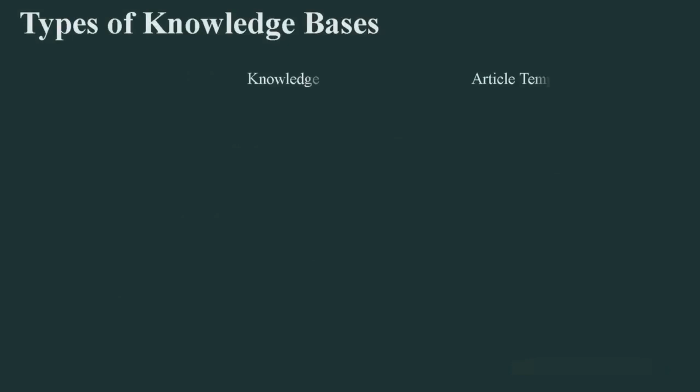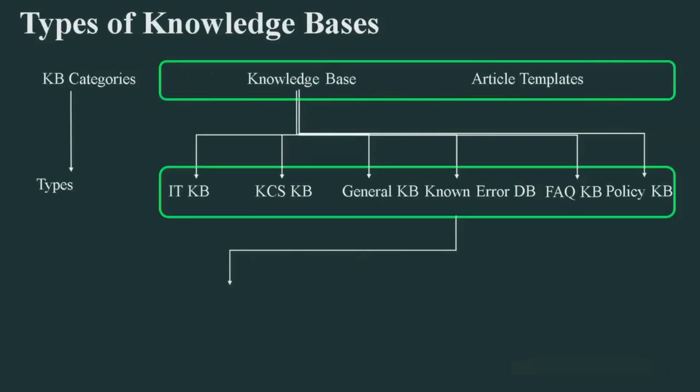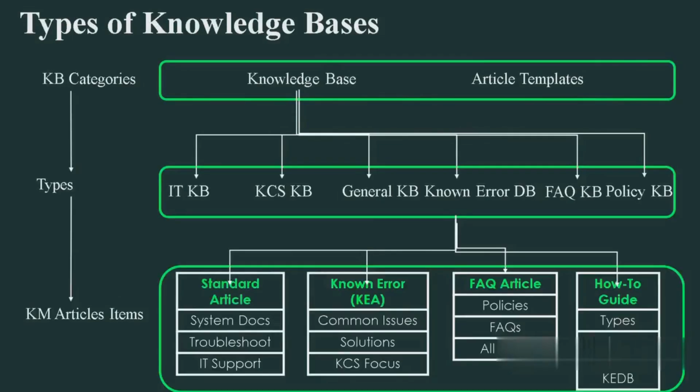Types of knowledge bases. The knowledge base types are IT knowledge base, KCS knowledge base, general knowledge base, known error database, FAQ knowledge base, and policy knowledge base. The article types are standard articles, known errors, FAQ articles, and how-to guides.